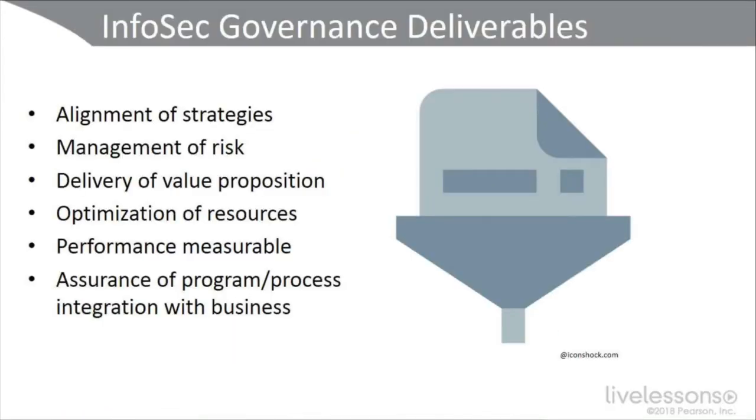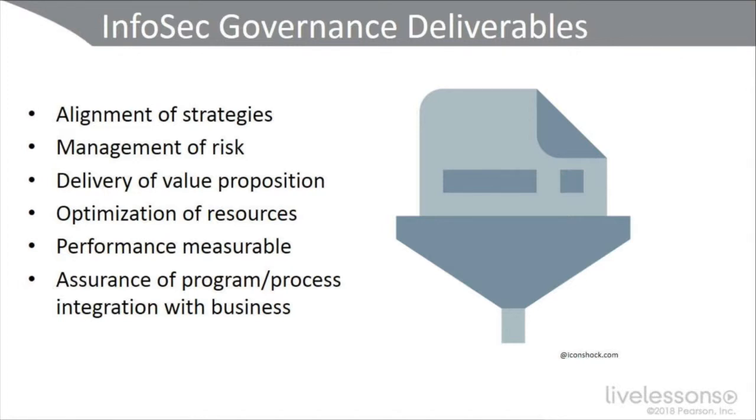Some of the deliverables of information security governance would be aligning your strategies, and this is, again, early on in the life cycle. So, alignment of your corporate strategies. Whether you're a nonprofit or a for-profit business, you have a strategic goal. So governance is going to align those strategies. How are you going to manage risk? And this often involves what methodologies you're going to use. How are you going to deliver your value proposition? Product, service, both? How are you going to optimize your resources?